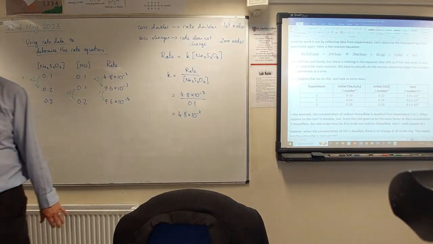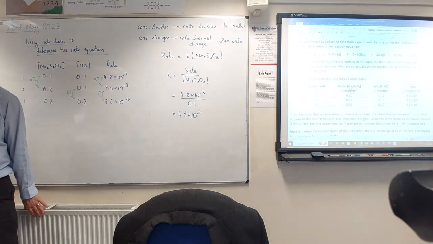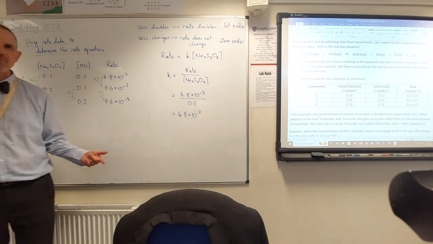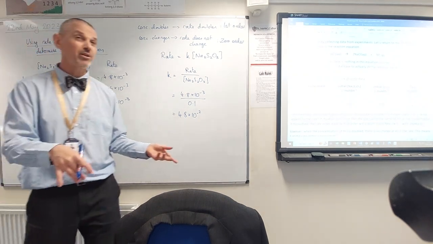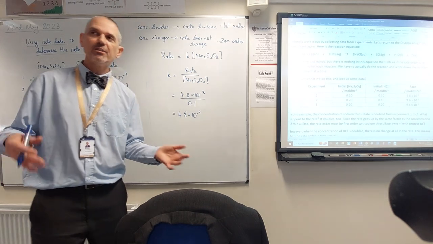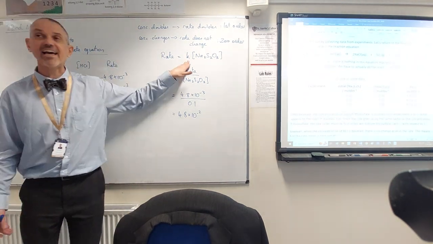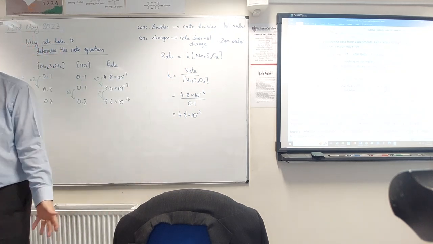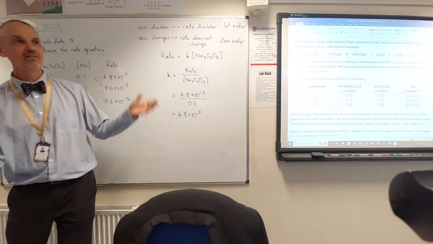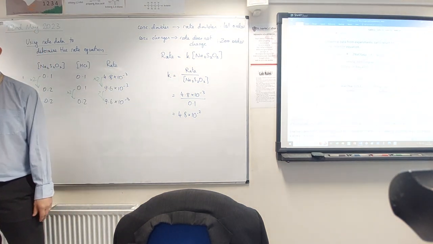But let's just focus on units before we do that. What are the units of k? And you might remember when we were doing the equilibrium constant, that the units of the equilibrium constant change depending on the equation that we're getting it from. And little k, the rate constant, is the same. The units are going to vary depending on the form of the rate equation.